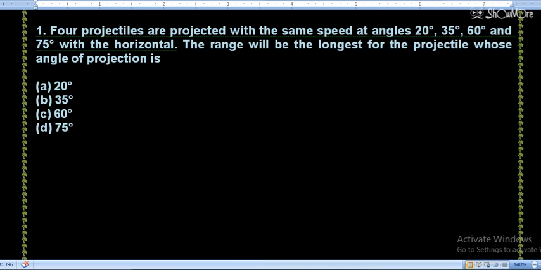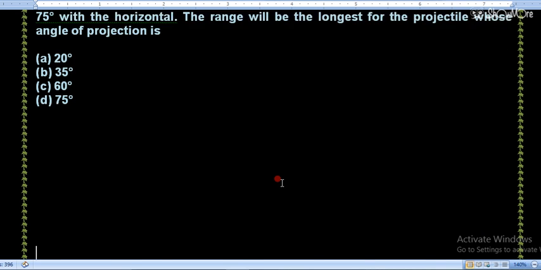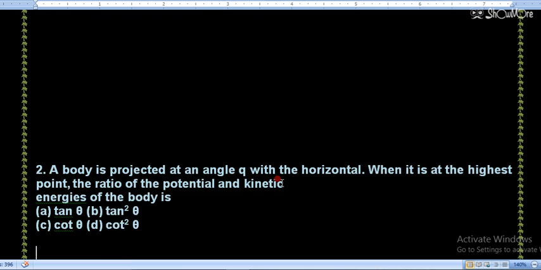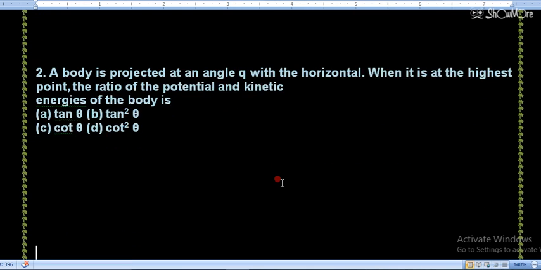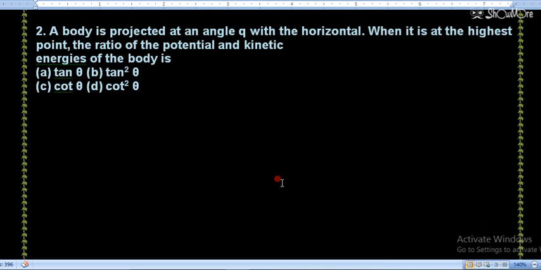So now the second question is displaying on the screen. You can see the second question. The second question is saying a body is projected at an angle theta with the horizontal.